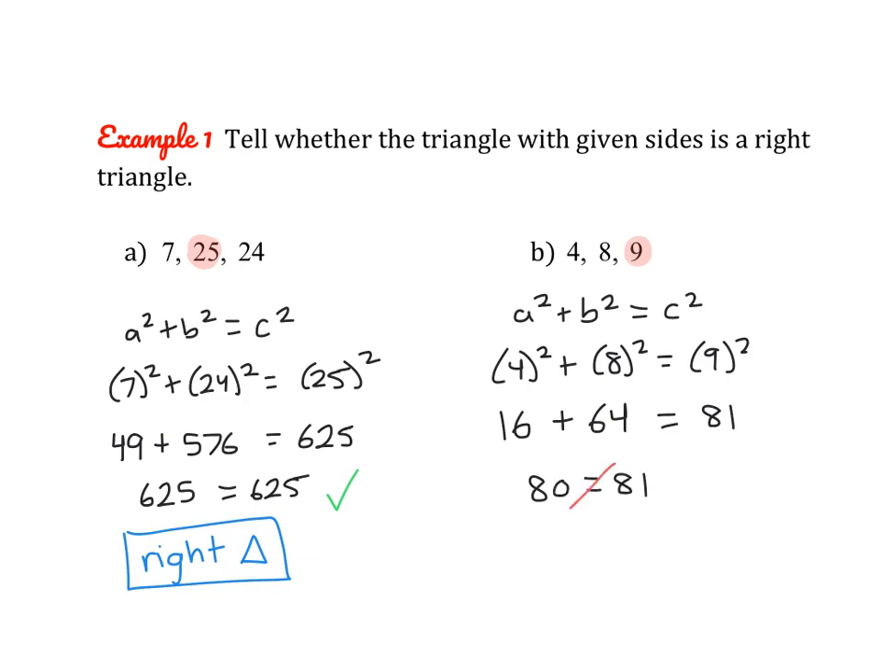So this is not a true statement. So that means that those three lengths do not make a right triangle. So not a right triangle.